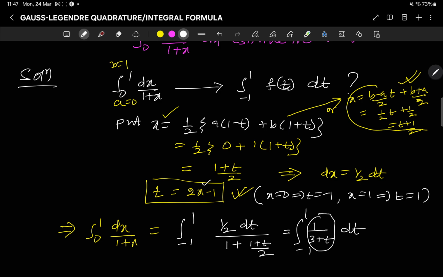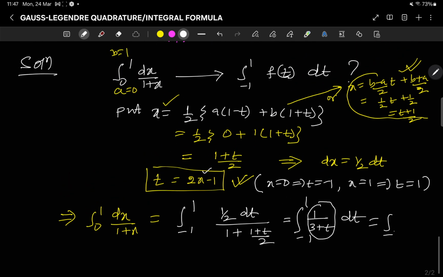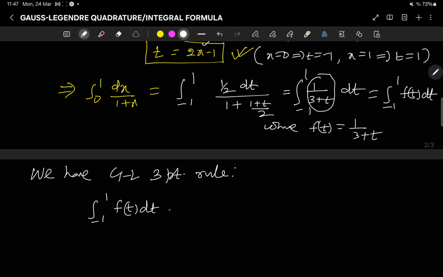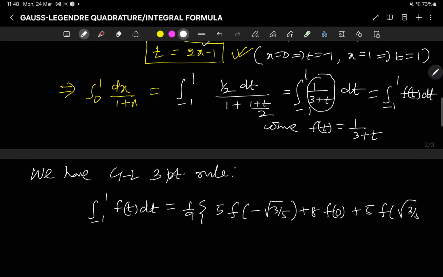Now this is my f(t). Okay, now this is the integral minus 1 to 1 f(t) dt, where f(t) is equal to 1 by (3 plus t). Then we have the Gauss Legendre 3-point rule. The formula is the integral minus 1 to 1 f(t) dt equals 1 by 9 of 5 f of minus root over 3 by 5 plus 8 f of 0 plus 5 f of root over 3 by 5.